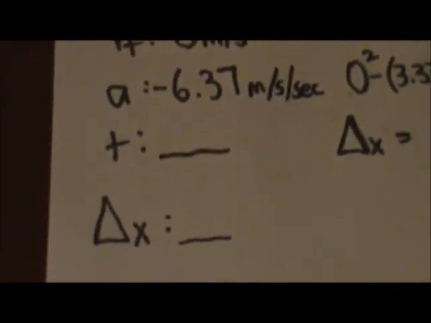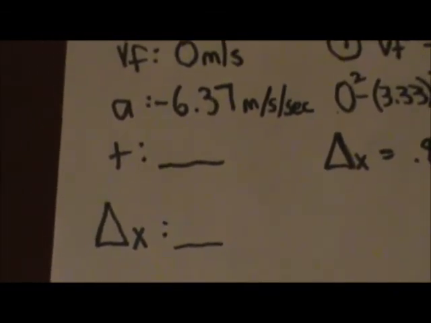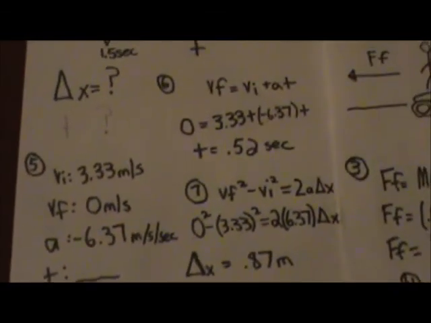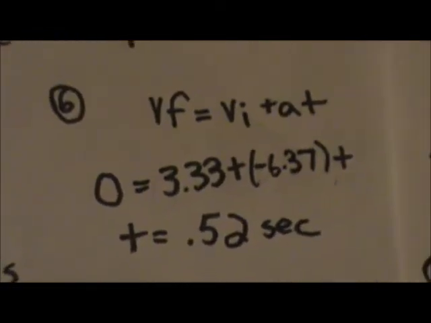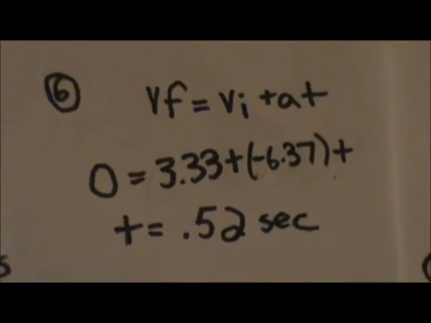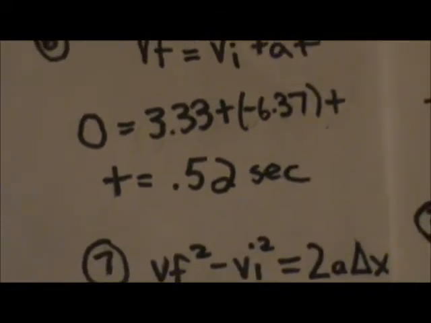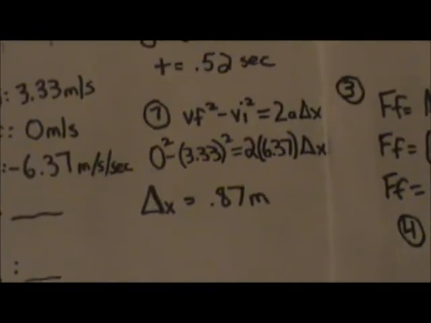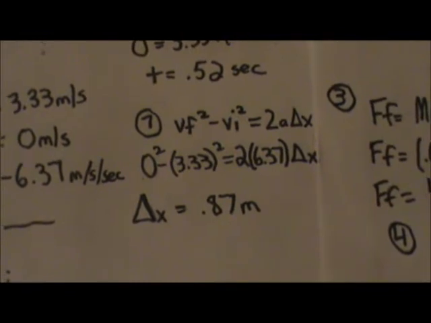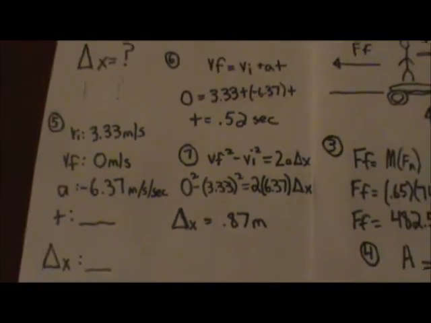The two things that we don't know yet are time and distance. The stopping distance and the time it takes to stop. So we solve for time using the equation velocity final equals velocity initial plus acceleration times time. We solve for time and get 0.52 seconds. Next, we use the following equation to solve for distance and we get 0.87 meters.